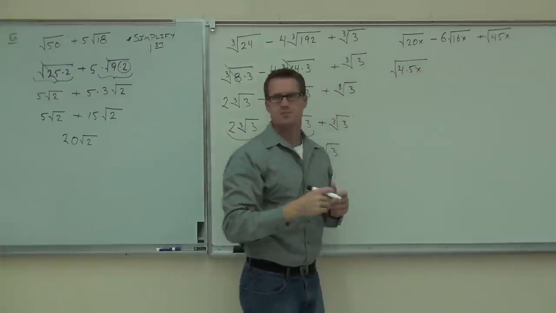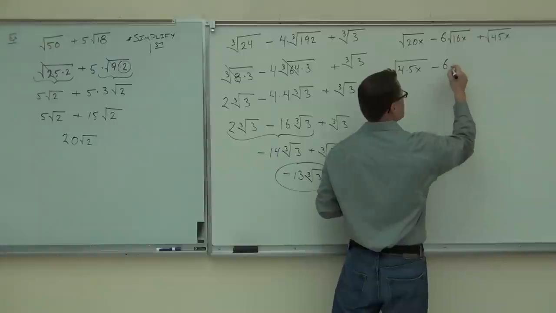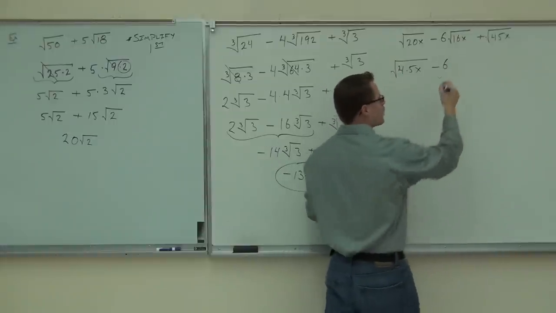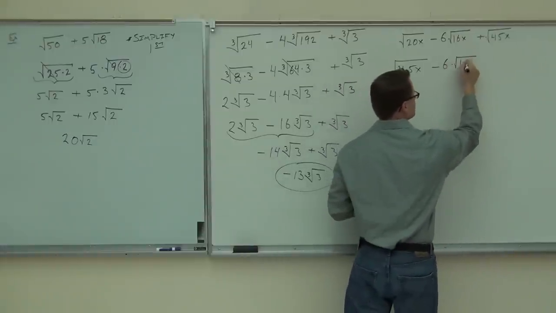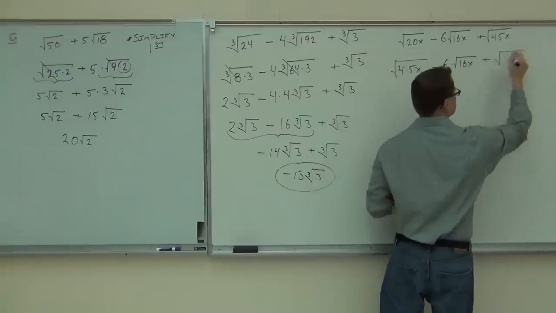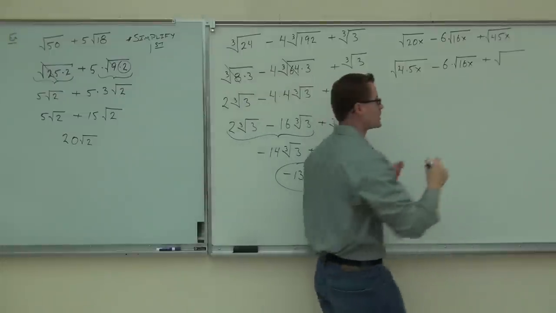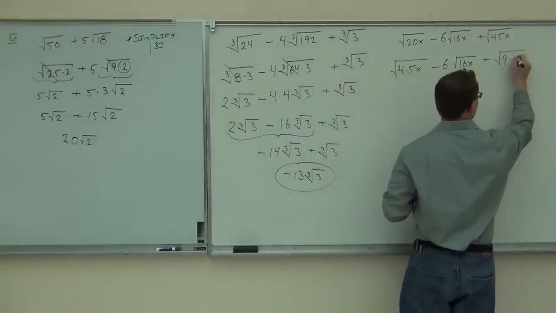I'm looking for 4 because it's a perfect square. I'm looking for squares. Minus 6 times, okay, the 16. That's already a perfect square. I'm going to leave that to the next step. 16x is great. Plus, how about the 45? What goes into 45? 9 and 5. Great. Square 9 times 5x.